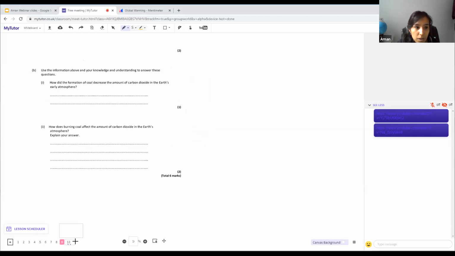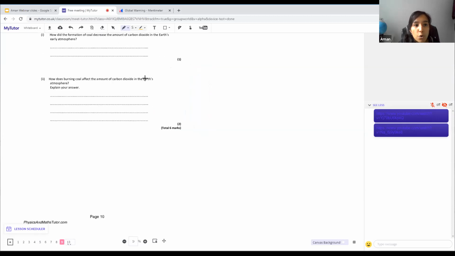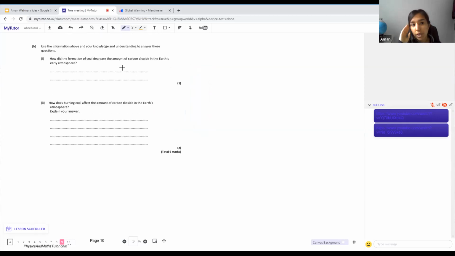Okay, so how did the formation of coal decrease the amount of carbon dioxide in the Earth's early atmosphere? So I know this question says use the information above, but the information above doesn't really help you to answer these questions. So how did the formation of coal decrease the amount of carbon dioxide in the Earth's early atmosphere? So there are lots of answers for this.